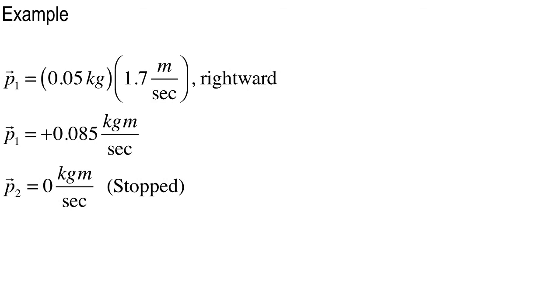Okay, so the first one, P1, the momentum at position 1, x1, is its mass, 0.05 kilograms, times the initial speed, 1.7 meters per second. And it's rightward, right? So I'm going to put a plus sign for that one. So 0.05 times 1.7 is 0.085. And the units here for momentum, they don't have a fancy name like Newtons. Kilogram meter per second, it wasn't named after anybody. It could have been, but for some reason they decided not to. So it's 0.085 kilogram meters per second.